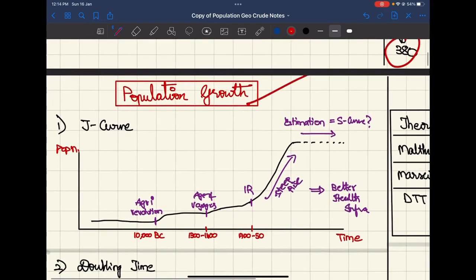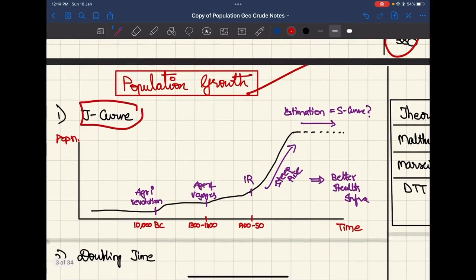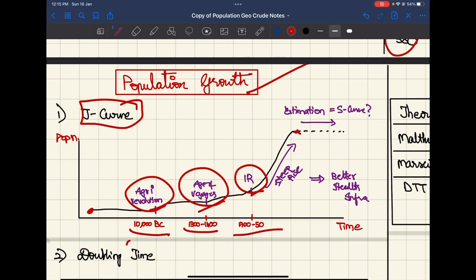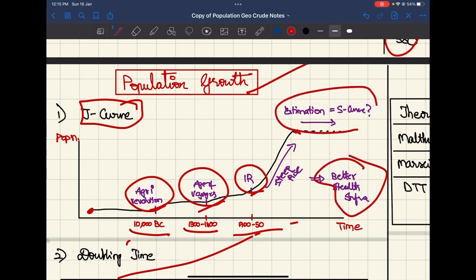Next, we are moving to population growth. We need to know about the J curve. The population was very low, now it is very high. So the three disruptive events are agricultural revolution, age of voyages, and industrial revolution, which happened at 10,000 BC, 1300 AD, and 1700 AD. The population increases because of better health infra. In future, the population may stabilize, and this J curve may turn into S curve.